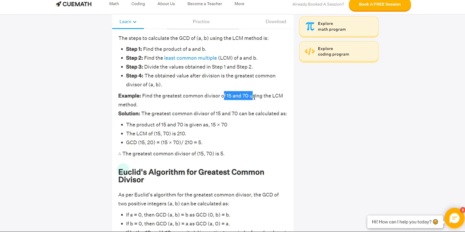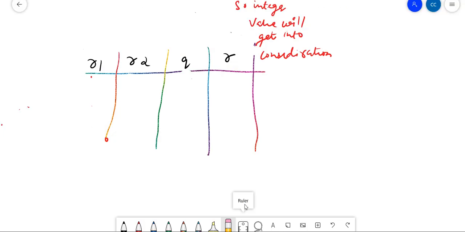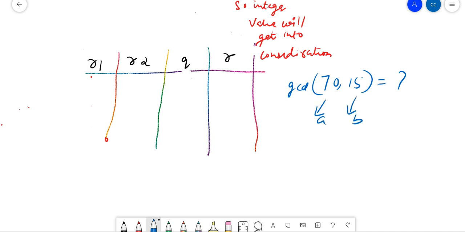I will write 70 and 15. I will take the example of the GCD of 70 and 15. What I've said, this one is A, this one is B. So we can write 70 and this one is 15.